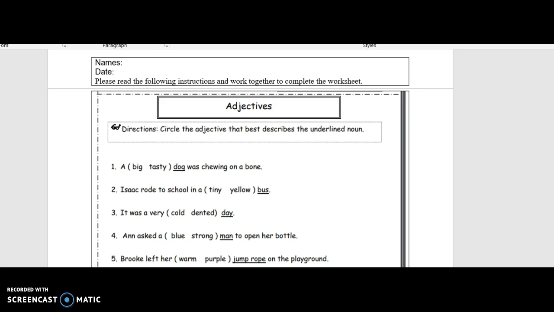So the first part, circle the adjective that best describes the underlined noun. So, for example, question 1, a big tasty dog was chewing on a bone. So, we're talking about the dog. Is the dog big or tasty? So you guys have to decide in pairs, you have to agree, if the adjective is big or tasty.